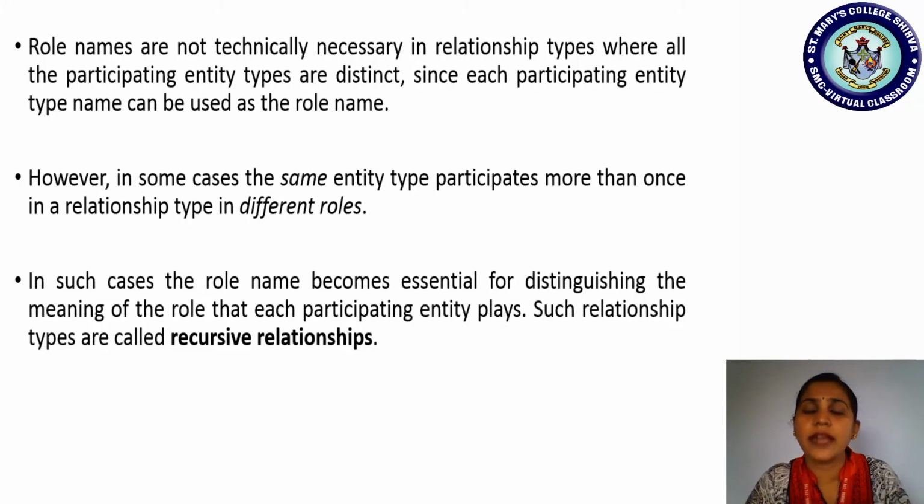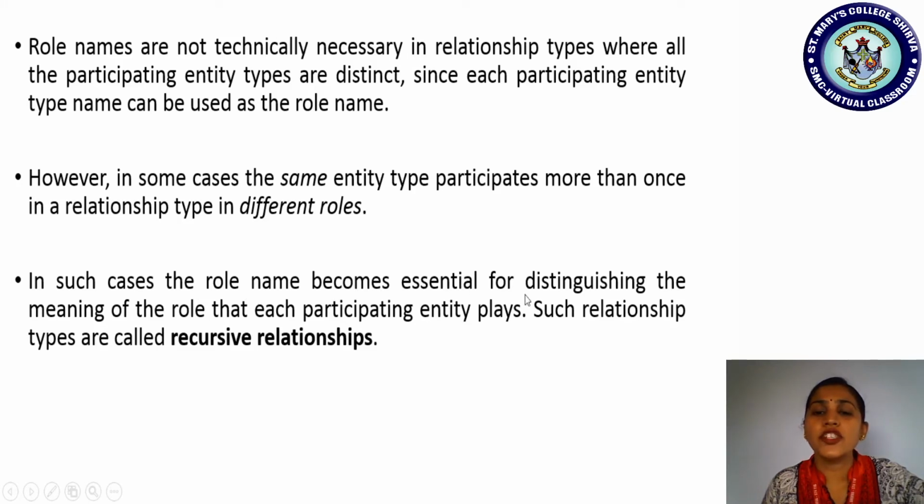Let me explain. The same entity itself participates twice in a relationship, but the first time it is in a particular role, and the second time the same entity behaves with a different role. In such cases, the role name becomes essential for distinguishing the meaning of the role that each participating entity plays. And such relationship types are called recursive relationships.